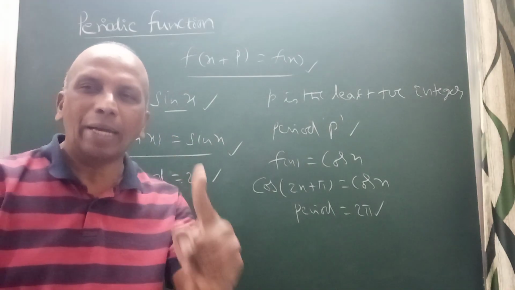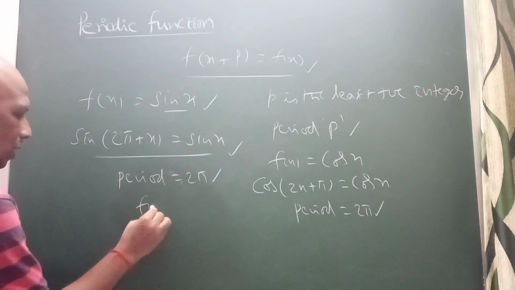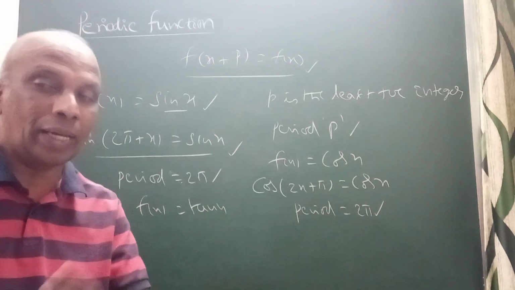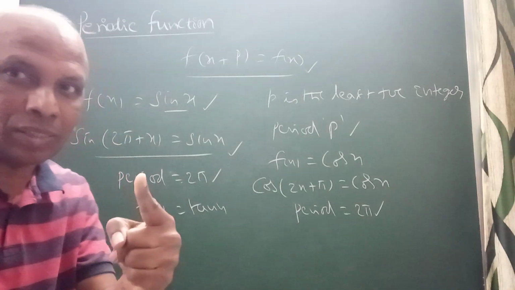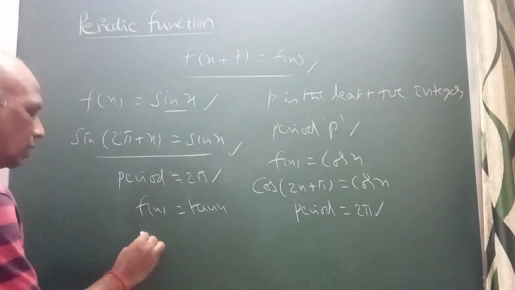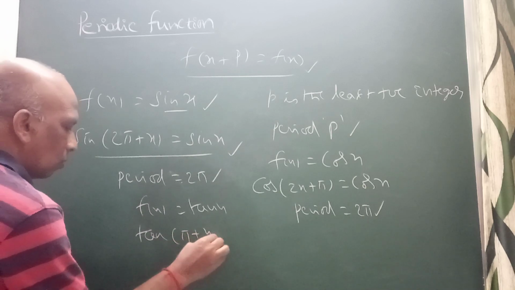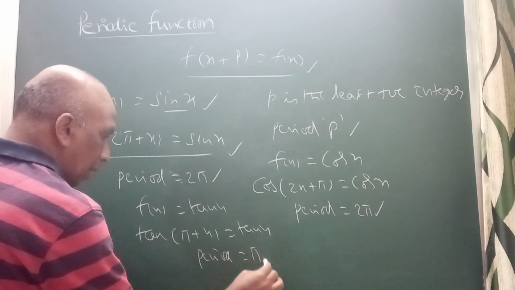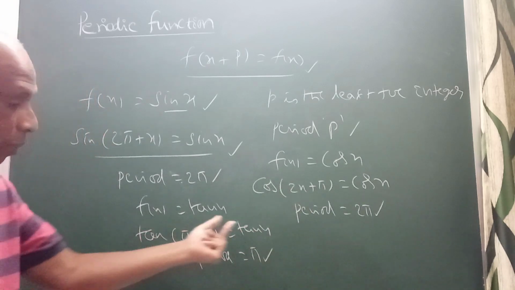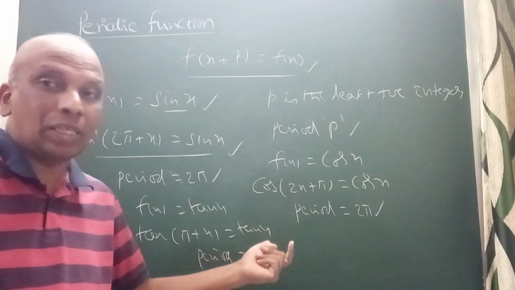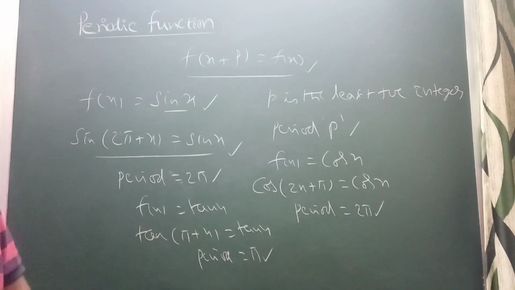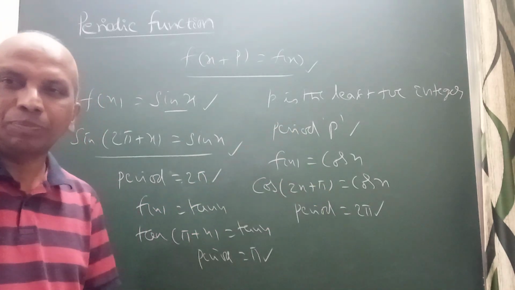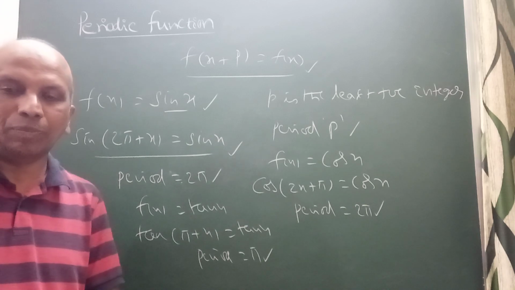If you take the function f of x equal to tan x, here we have a possibility. Tan of 2 pi plus x is also tan x, but even tan of pi plus x is tan x. So pi is the least value. I can consider tan of pi plus x equal to tan x, so the period is pi. Like this, you can find the period of trigonometric functions.